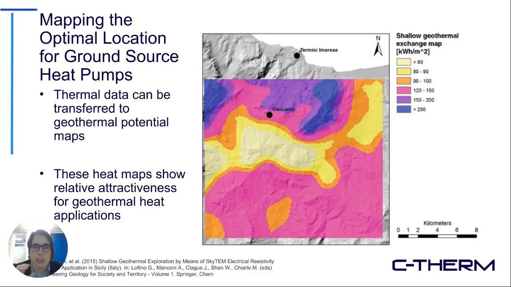The heat map that you see here shows the relative attractiveness for geothermal heating applications of different regions. You can see the areas that are more blue in appearance have the higher potential for geothermal exchange, and the areas that are more white have a lower potential, and everywhere in between has various colors in between.